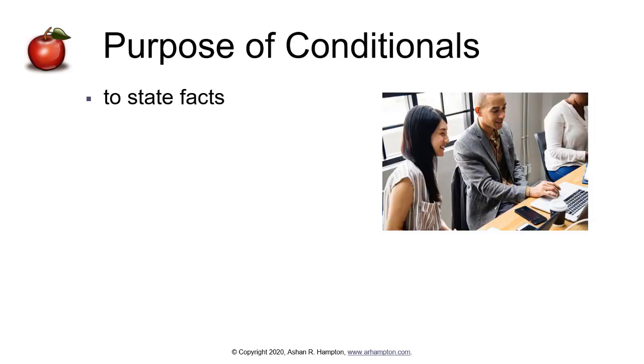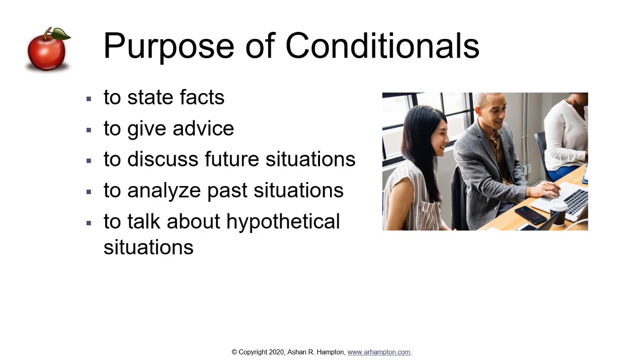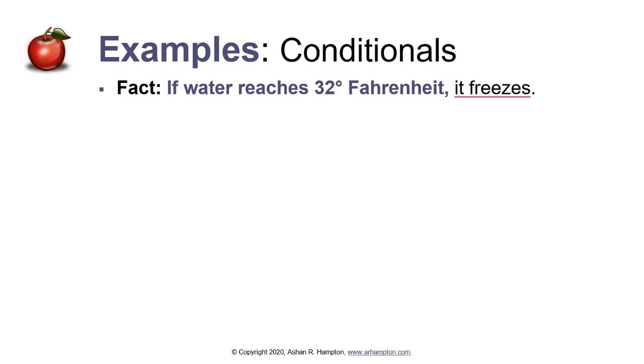Let's keep going. What is the purpose of conditionals? Why do we use conditional statements? To state facts, to give advice, to discuss future situations, to analyze past situations, or to talk about hypothetical situations. Here are some examples of conditionals. Remember, a conditional statement begins with if, ends with a comma, the first part does, and then you have the result part, which is the main clause. We just looked at the purposes of conditionals on the previous screen, and so now we're looking at examples.